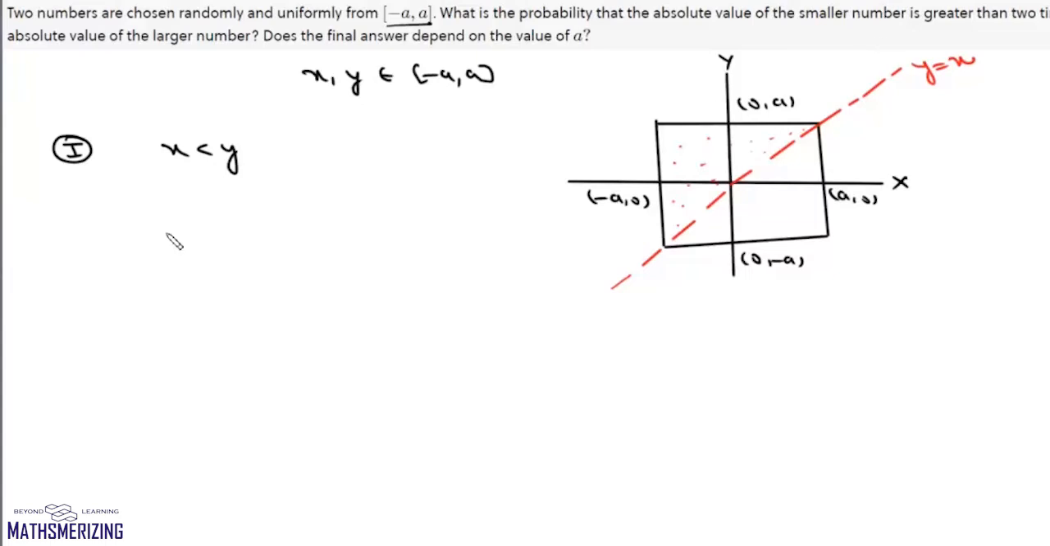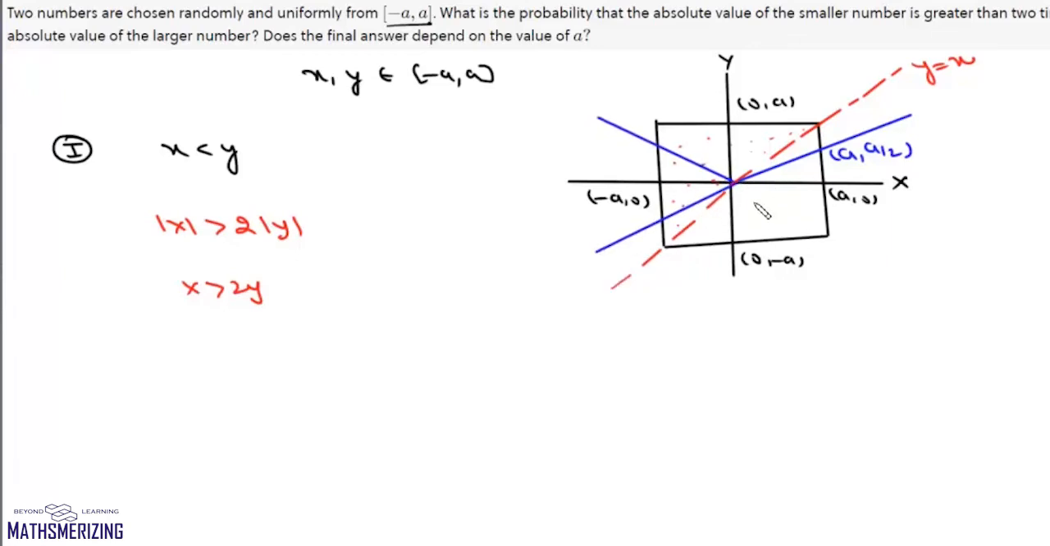Now we have this condition that the absolute value of the smaller number, that is mod of x, should be greater than 2 times mod of y. Now in the first quadrant, we'll have this condition that x is greater than 2y. So we'll draw this line, y equals x by 2. So this point will be (a, a by 2), and then we'll take the transformation of mod x, and then we'll take the transformation of mod y. So here our favorable region is this triangle.